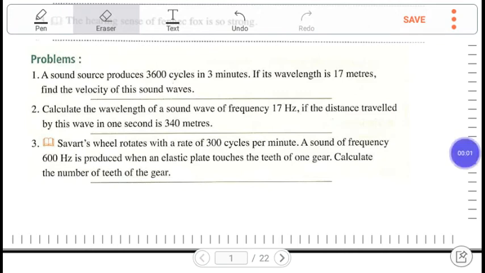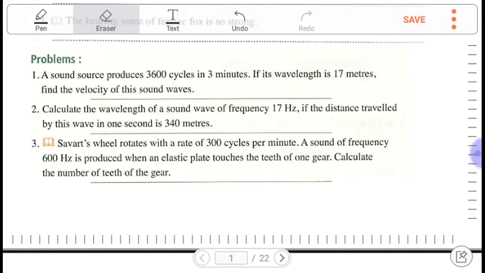And then we move on to our problems. We have number 1: the sound source produces 3600 cycles in 3 minutes. If the wavelength is 17 meters, find the velocity of the sound wave.